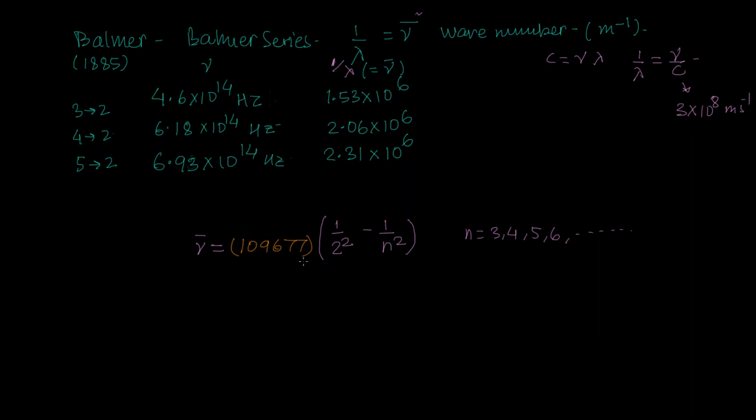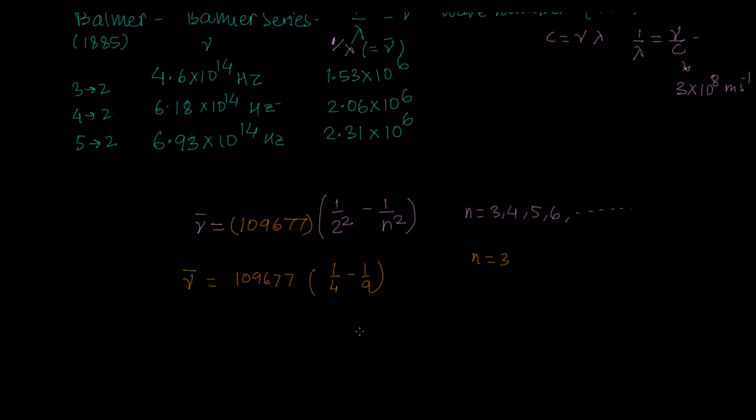Okay, then they fall in line. Now let's check. Let's do it for n equal to 3. So this becomes 1 upon 4 minus 1 upon 9, times 109.67.